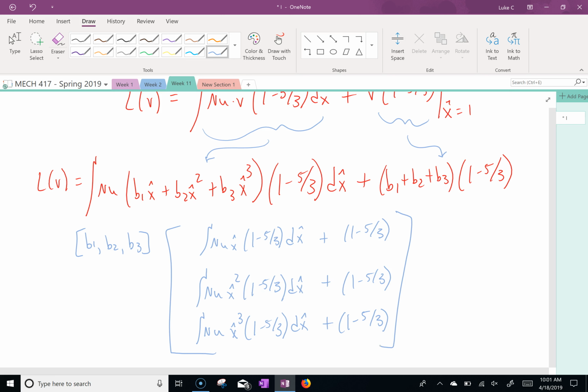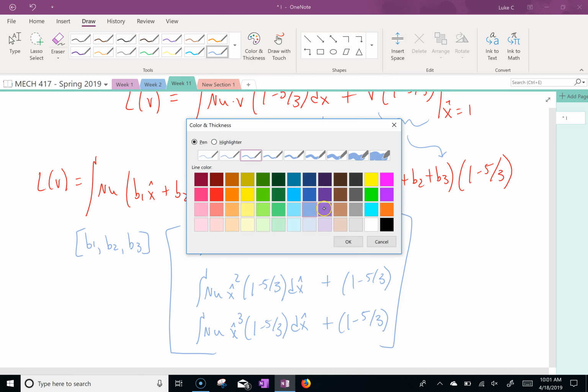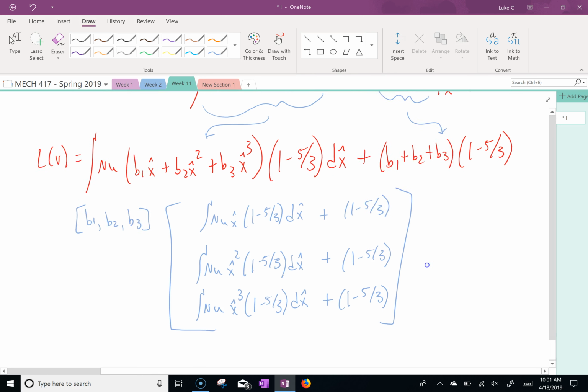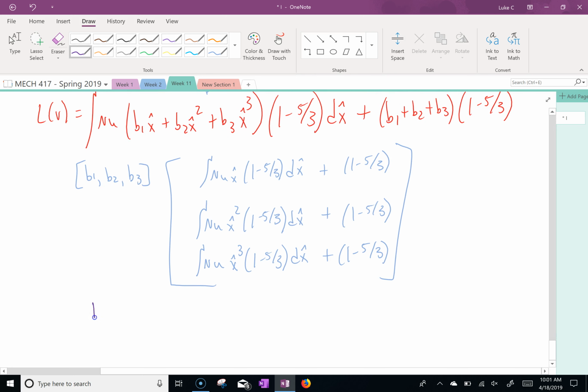What's that? Yeah. That is the whole matrix, right? Because you just factored out B1, B2, and B3. Okay, just a couple more lines. So this is what we have.